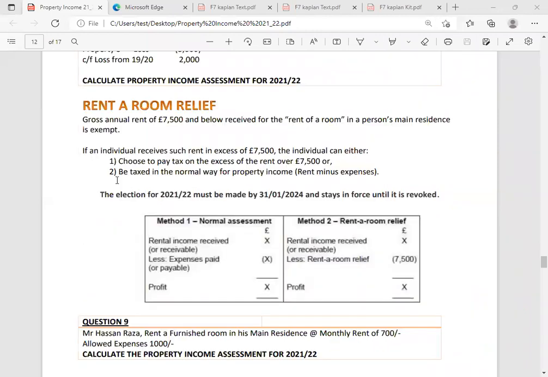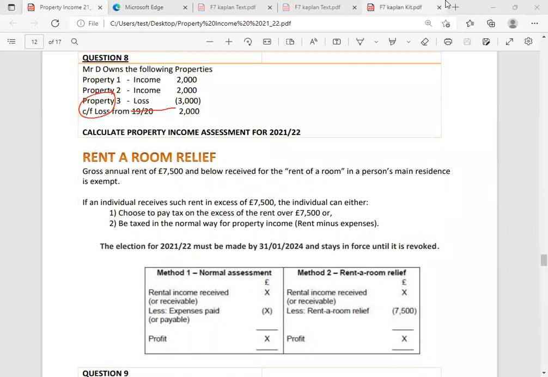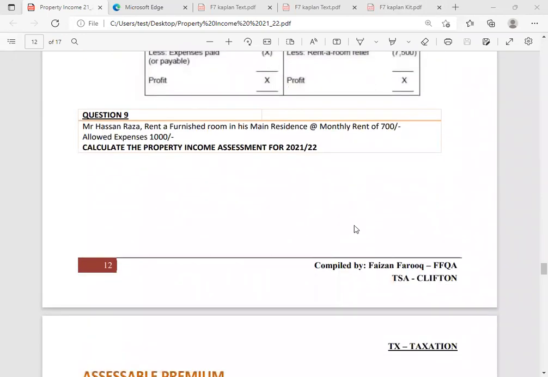Now, we are going to learn another topic, which is renting a room. Till now, whatever we did was renting a property. You had a property and you were letting it out. But what if you only rent out a room, only one room, which must be a furnished room? Furnished room means a room with furniture and finishings. If a question states you are renting a room, not a property, what should we do? We are going to learn it from the question.